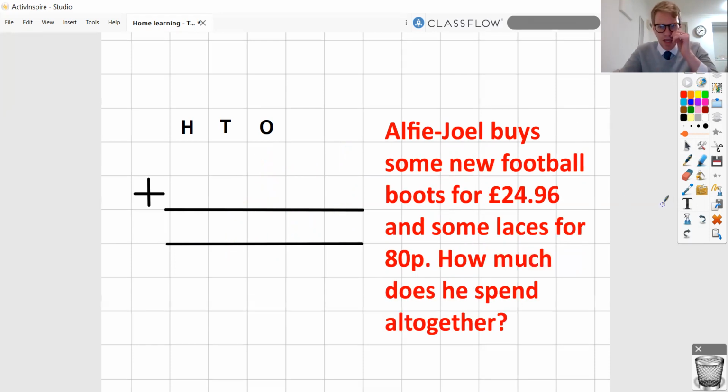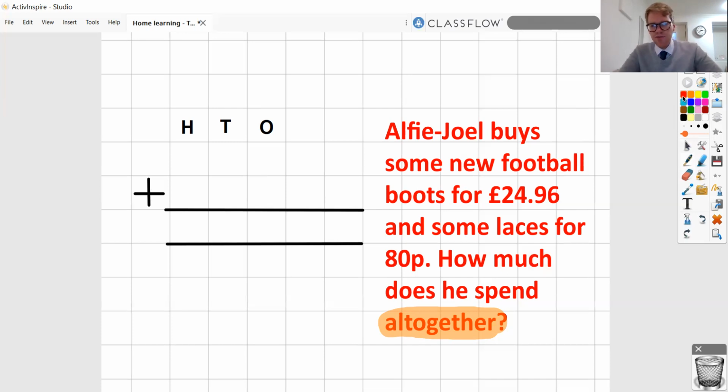Okay, Alfie Joel now, he buys some new football boots for £24.96 and some laces for 80p. How much does he spend altogether? So again, that altogether is telling us it's an addition question and that I need to add these two numbers together. I've deliberately given quite a tricky pair of numbers because I want you to think really carefully about how you're going to line this up.